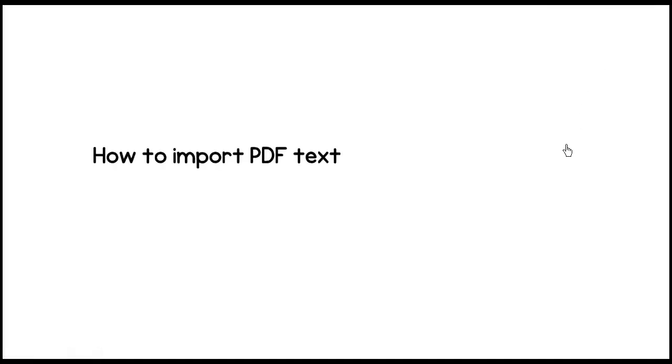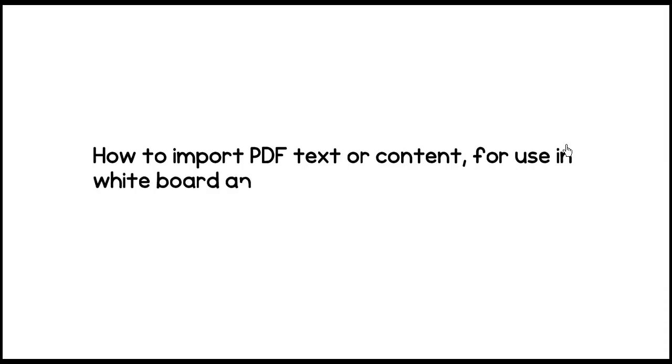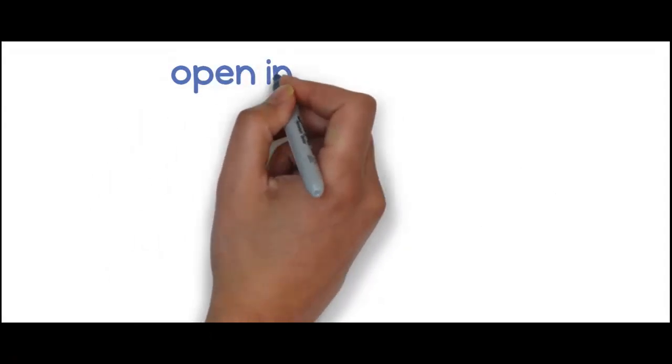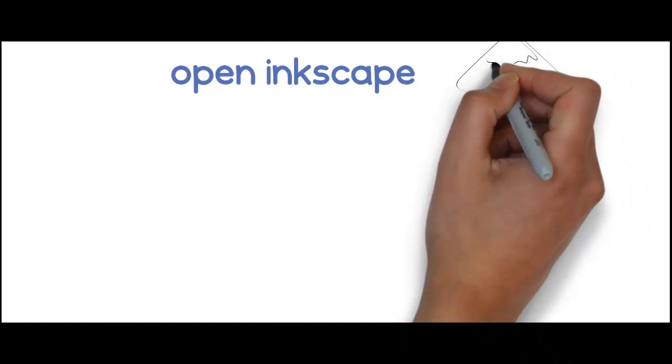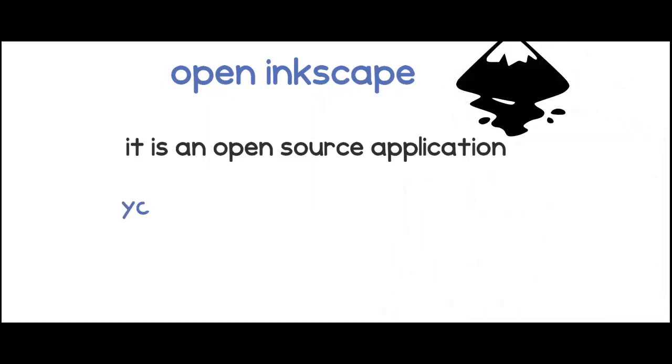In this video, let me show you how to convert any PDF script into SVG and use it in whiteboard animation. For this, you need to open an application called Inkscape. It is an open source application. In case you don't have it, you need to download it and install it.